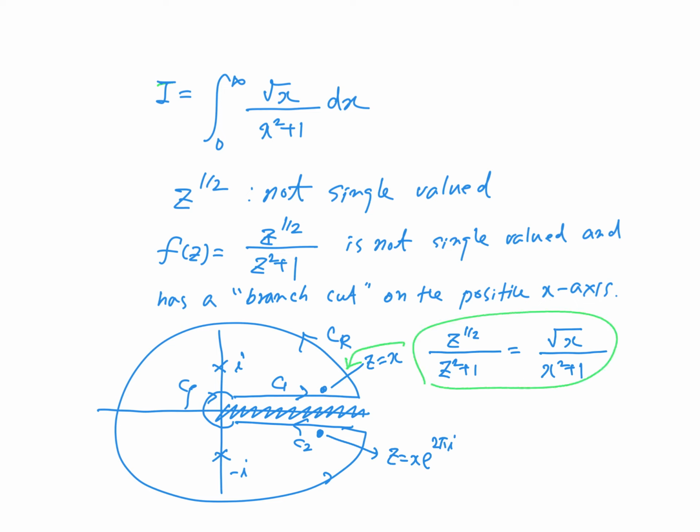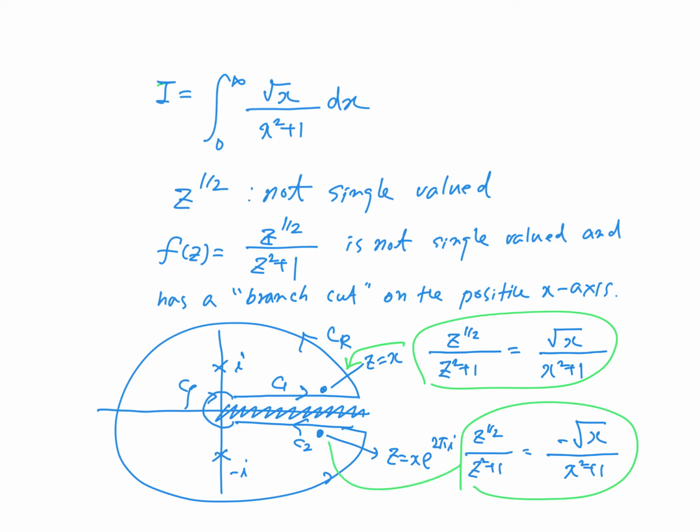On the other hand, below the branch cut, it has x squared plus 1 but minus square root of x. Because of this exponential 2 pi i, when you take the 1/2 power, you have an additional exponential pi i, so it makes a minus, right? So this is here.